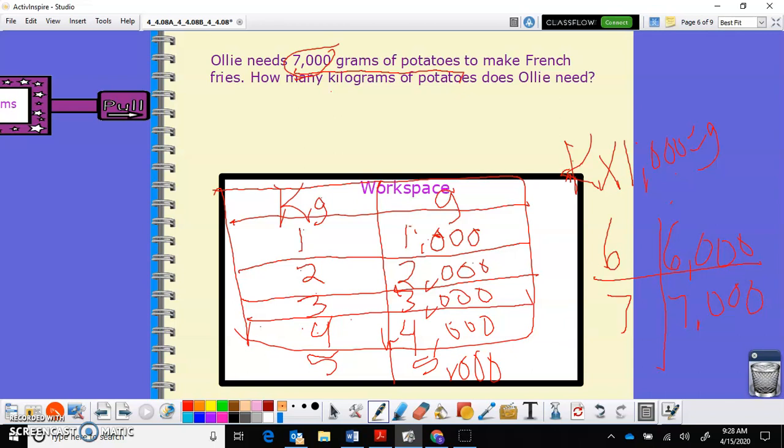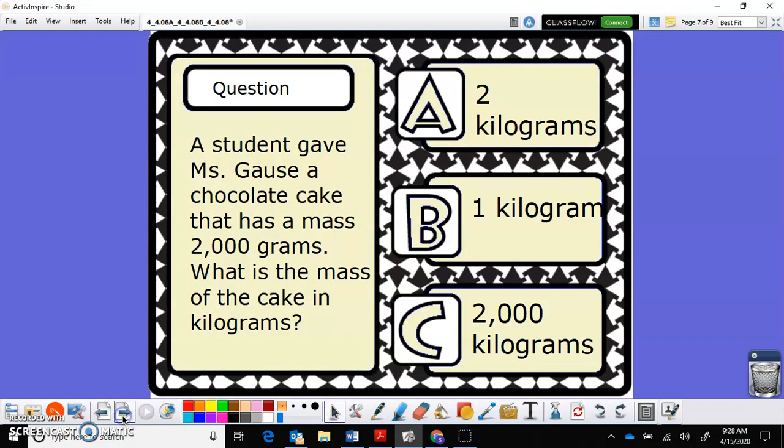So there is what I'm looking for, the 7,000. And so this was my grams over here, remember? Grams, and these were my kilograms. And the question is asking for kilograms. So I look across from my grams and I see that it is equal to 7. So the answer to this is 7 kilograms. Okay, pretty easy, right? I hope you're finding it easy.